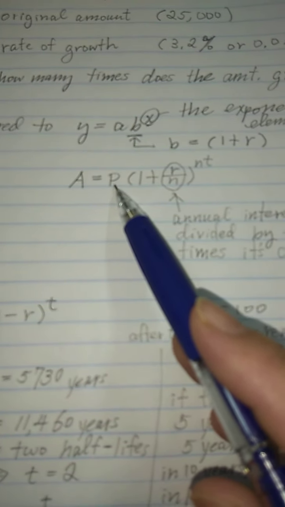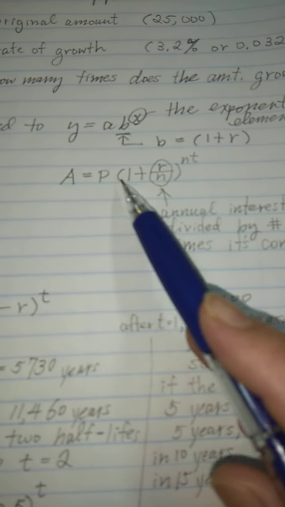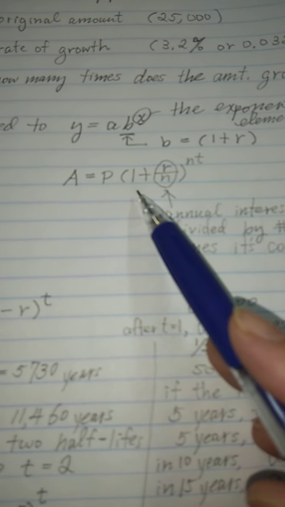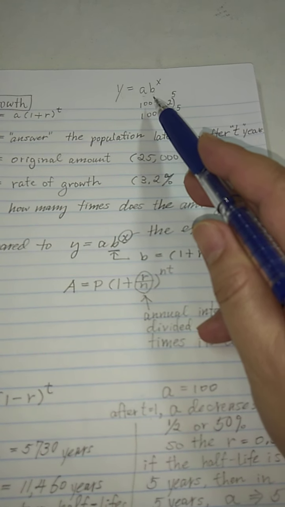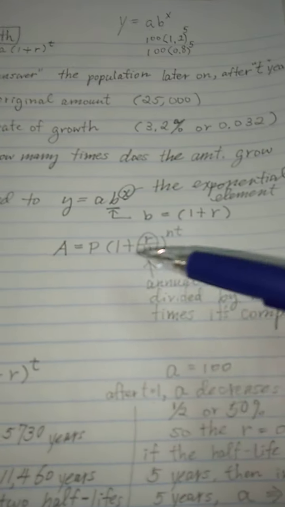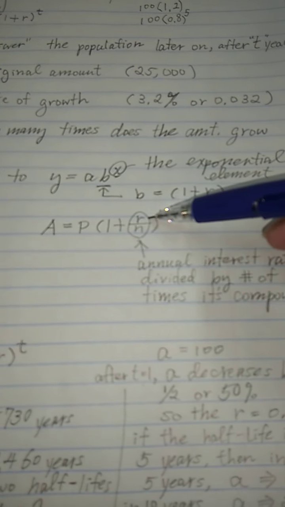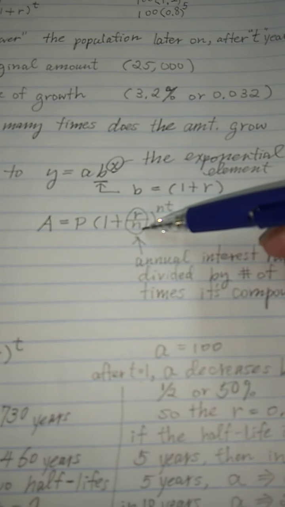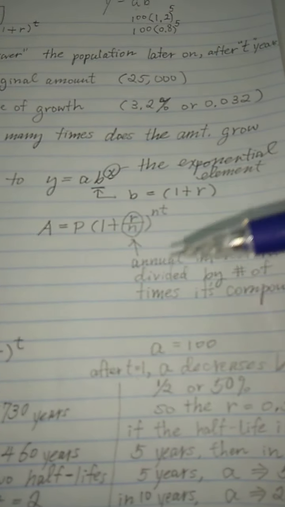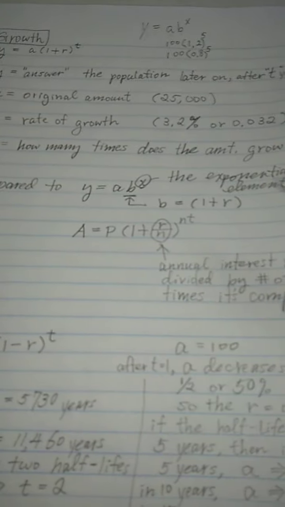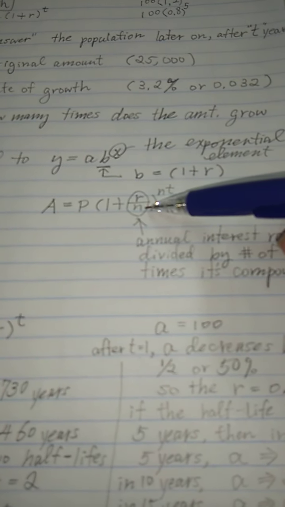It is equal to P, which is the principal. Principal means the original amount you invested, times this thing, which is like the B in the generic equation. This rate is an annual interest rate, and they're dividing it by the number of times each year that the interest is going to compound. If a bank pays you interest only once a year, then this will be 1. But if they compound it every month, then this will be 12.